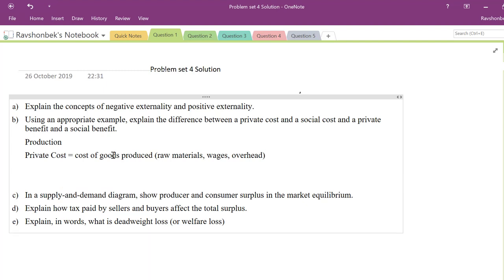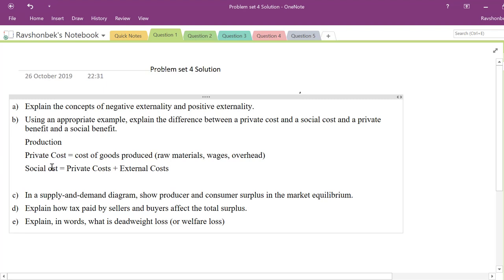Now what is the social cost? Social cost of production, for example. These are private costs plus external costs, right? So we added the external cost to private cost to come up with the so-called social cost. Now, the definition of private cost is clear to you. Now, what is an external cost? External cost is the cost arising from externality. So it's imposed on the bystanders.